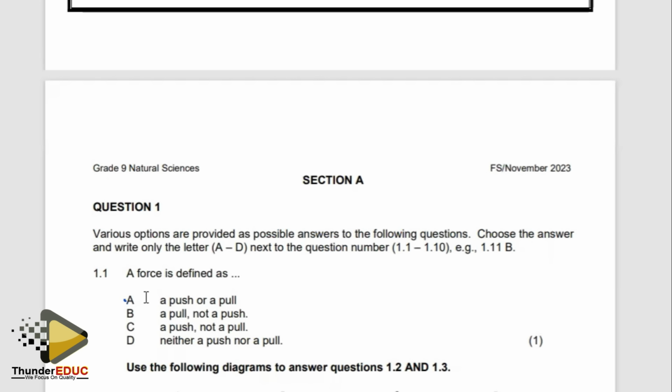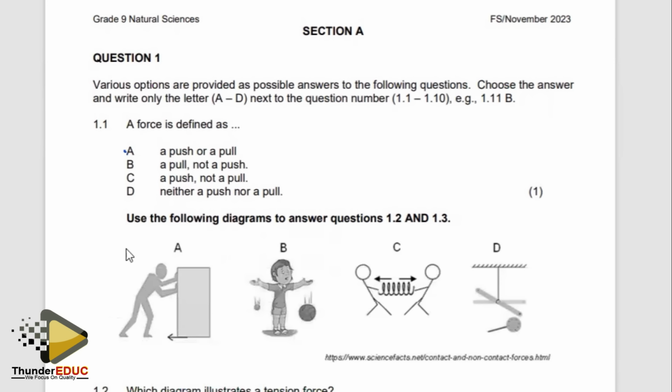We are saying a force is defined as: A, a push or a pull. B, a pull, not a push. C, a push, not a pull. D, neither a push nor a pull. From the definition of force, a force is either a push or a pull. So this gives us our answer as A, a push or a pull.